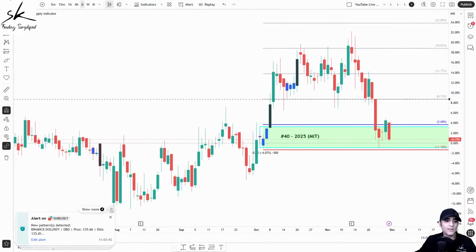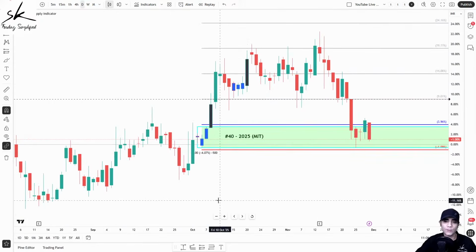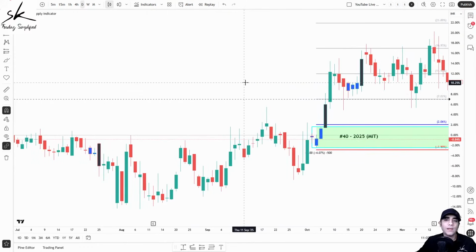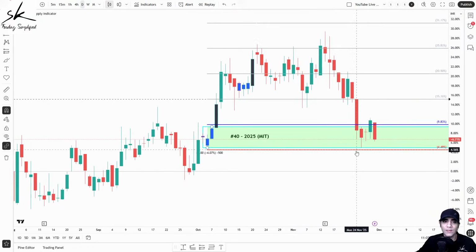So this is the example which got triggered during the week. This is from session number 40. We did the analysis on the 19th of October, and the prices came into the zone on the 24th of November. So you can see this is the day when the prices came into the zone. When we did the analysis, the chart was something like this, and then you can see we came into the zone.